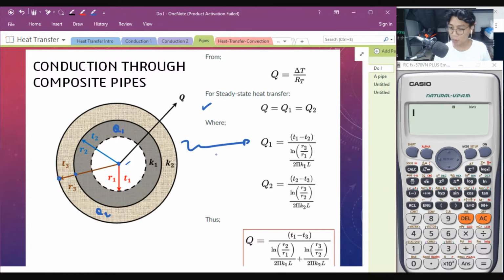Now, what do we take there? You have a dilemma there. How do you measure the radii? Didn't we discuss the thickness? Actually, R2 is equal to R1 plus the thickness of the second pipe. And going to 3, R3 is simply the radius of this plus T3. That's all there is to it.